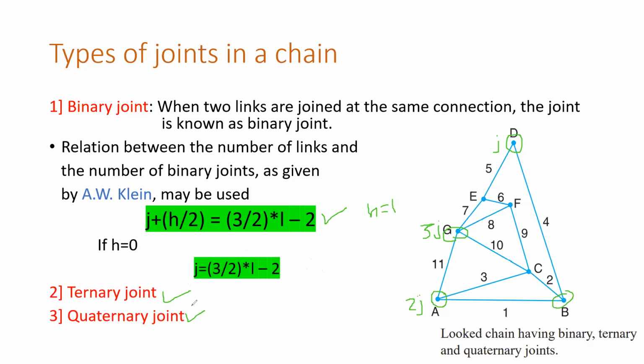So there are 7 joints in this figure, correct? Let me count: 1, 2, 3, 4, 5, 6, 7. Right, correct. And 11 links. 11 links, right. So again, LHS is not equal to RHS. So it is not a kinematic chain then, right?